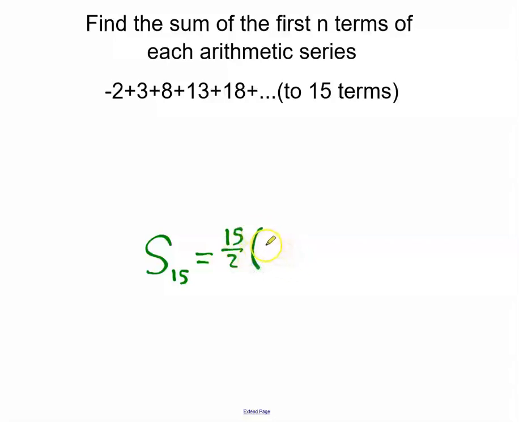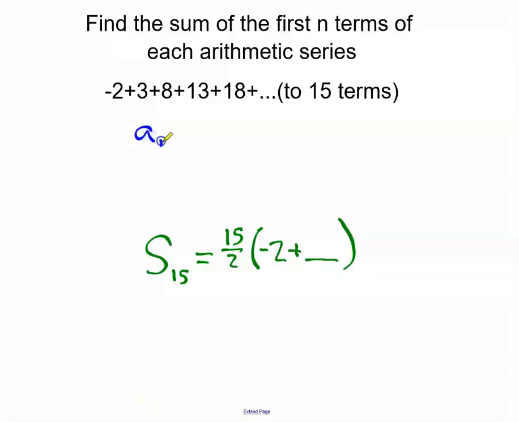And each pair is going to add up to the same thing you get if you take the first number plus the last number. Now, I do want to point out that in this particular example, we don't know the last number. It was written up to 5 terms, but I'm going up to 15 terms. You can see that dot, dot, dot. I didn't have all of them written. So I'm going to have to figure out what that 15th term is before I can actually find this sum.